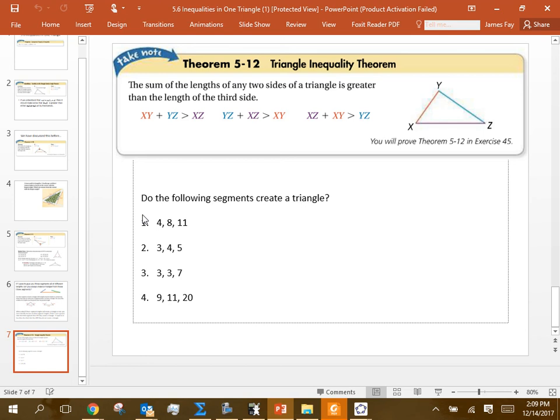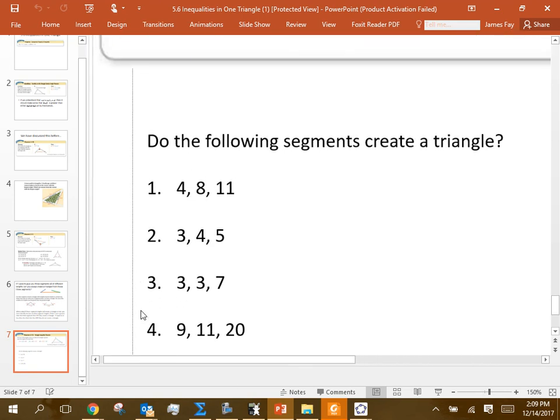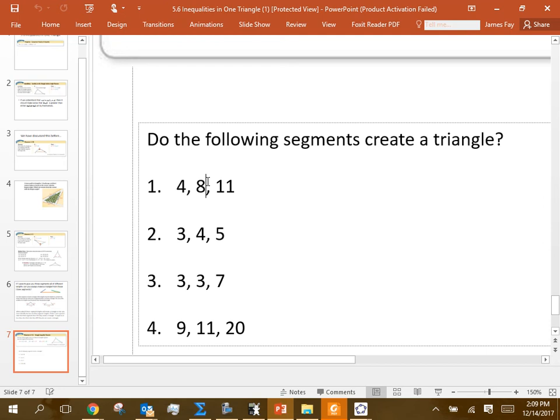They're going to be kind of like this, where they say, here are three segments, 4, 8, and 11. Do those create a triangle? What are the smallest two? 4 and 8, right? Add those together. Does that give me something bigger than the third side? Is 12 bigger than 11? Yes. So does that give me a triangle? Yes. What about 3, 4, and 5? Is 3 plus 4 greater than 5? Yes.